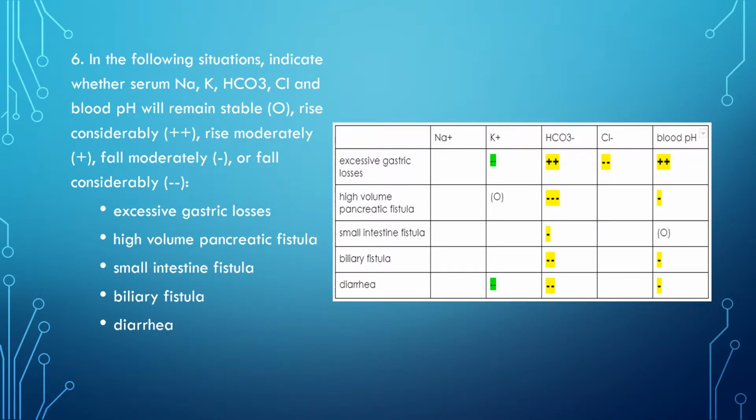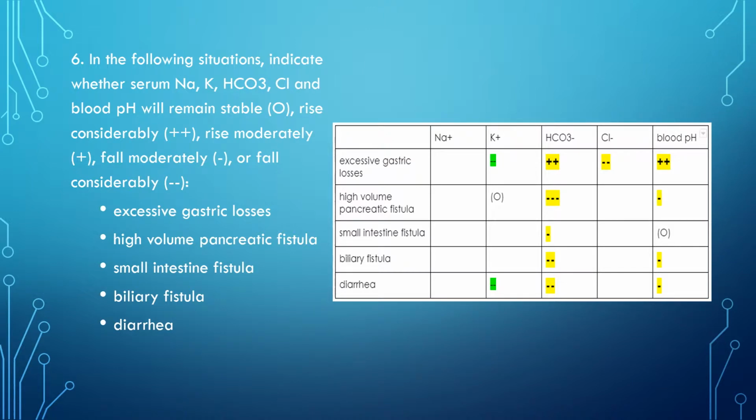Objective number 6. In the following situations, indicate whether serum sodium, potassium, bicarbonate, chloride, and blood pH will remain stable, rise considerably, rise moderately, or fall considerably. And the situations are excessive gastric losses, high volume pancreatic fistula, small intestinal fistula, biliary fistula, and diarrhea.